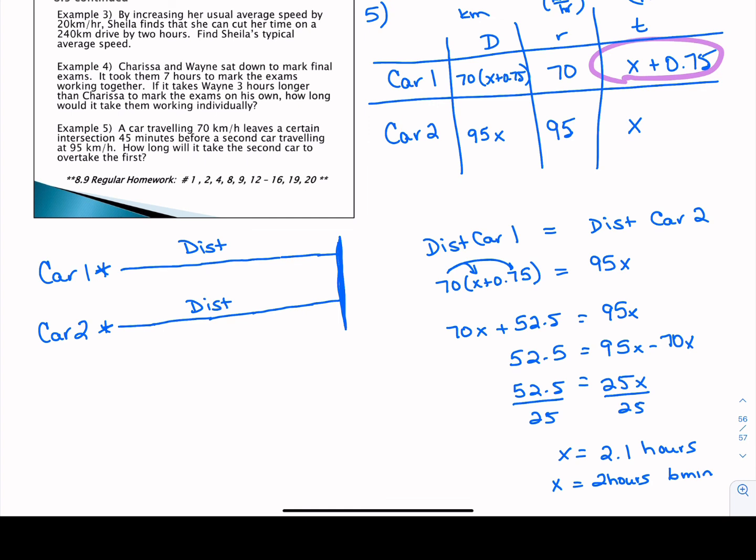So 2 types of problems we explored in this section. We dealt with work rate problems and distance rate time problems. Now we'd like you to have a look at the regular homework and see if you can practice with a few of those formulas. As always, if you're having any issues whatsoever, please make sure you reach out because we're always happy to help.